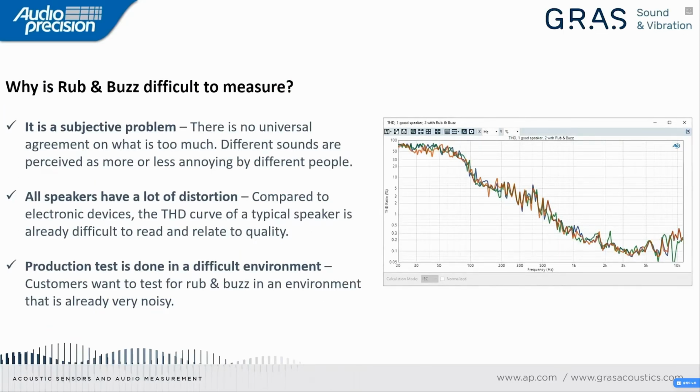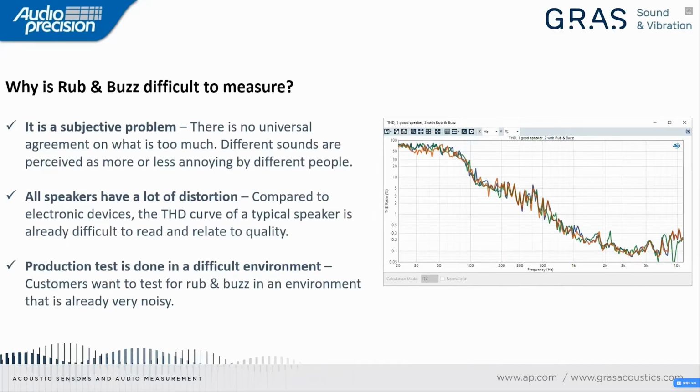So why is rub and buzz difficult to measure? It's a subjective problem. So there's no real universal agreement as to what is too much. Different sounds are perceived as more or less annoying by different people. All speakers have a lot of distortion. So compared to electronic devices, the THD curve of a typical speaker is already difficult to read and relate to quality. And production test is usually carried out in a difficult environment.